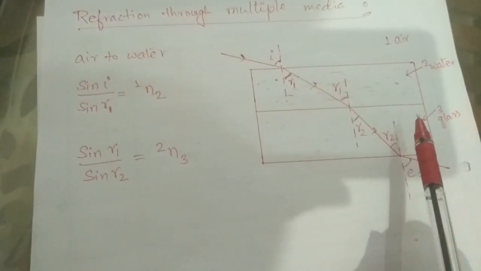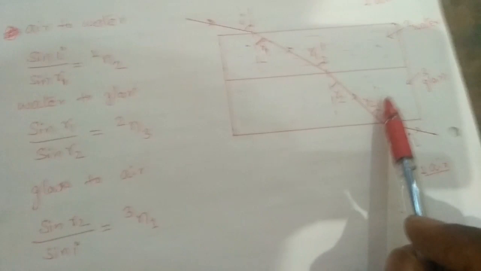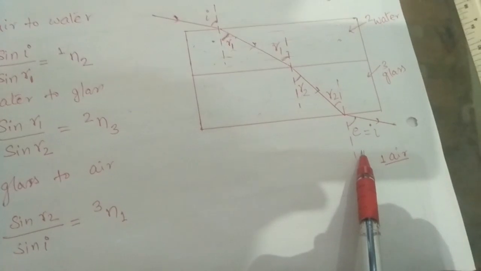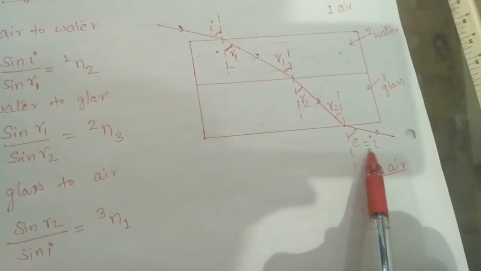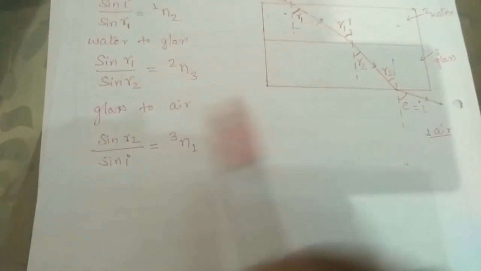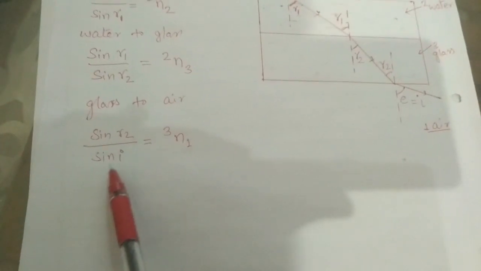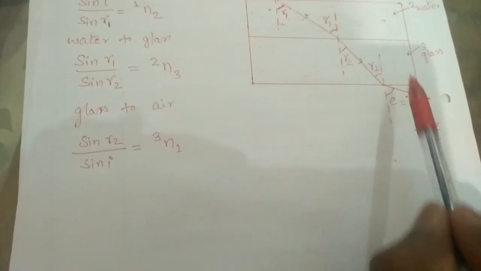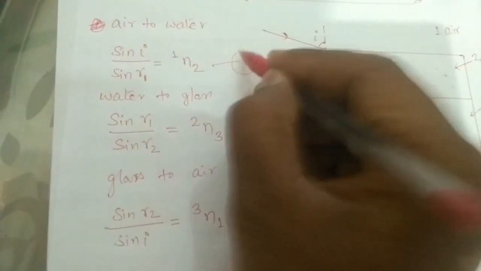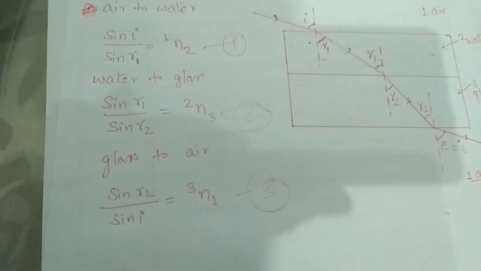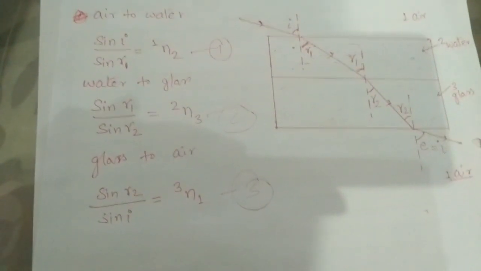Now the light is going from glass to air. This is glass, this is air. In the glass, the angle of incidence is R2, and in the air, the angle of refraction is E, which is equal to angle I, so I'm writing only I here. So the sine of angle of incidence R2 and the sine of angle of refraction, the emergence angle, which is equal to I: sine R2 upon sine I is equal to 3μ1, because light is going from 3 to 1. So this is equation 1, this is equation 2, and this is equation 3. As we have done in the principle of reversibility topic, let's multiply equations 1, 2 and 3 together.